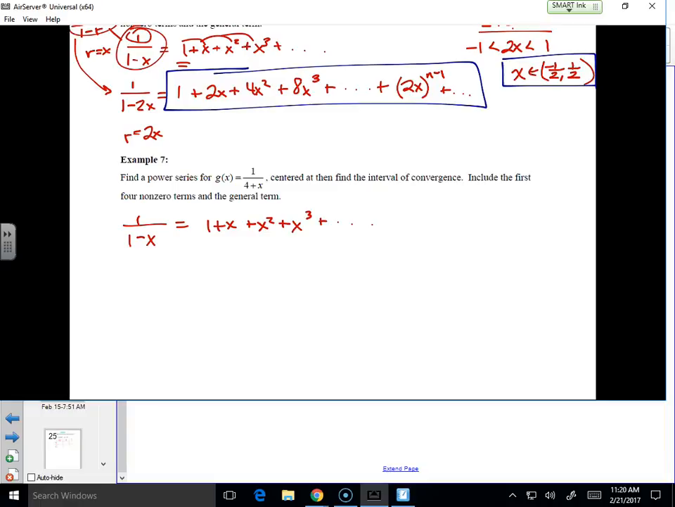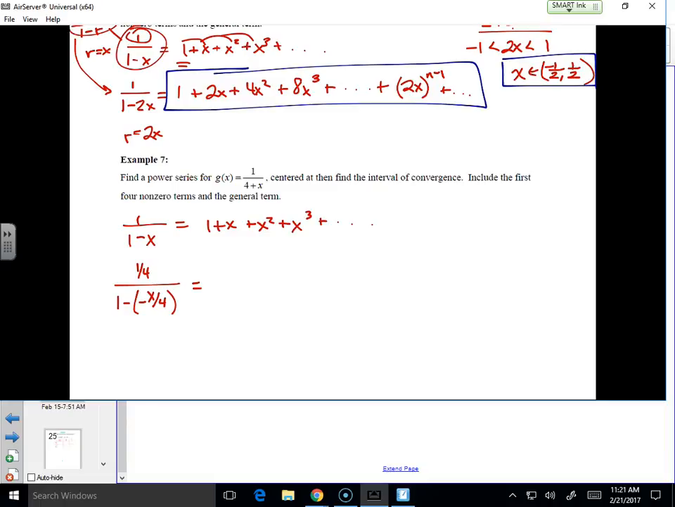I could multiply everybody by 4. Oh, I guess not. Is it a negative x over 4? Is it negative x? We could do that. We could do 1 minus the negative. We already know what happens with negatives, right?